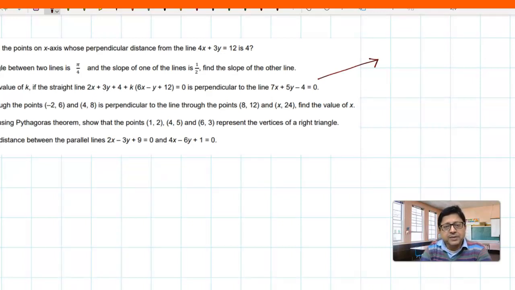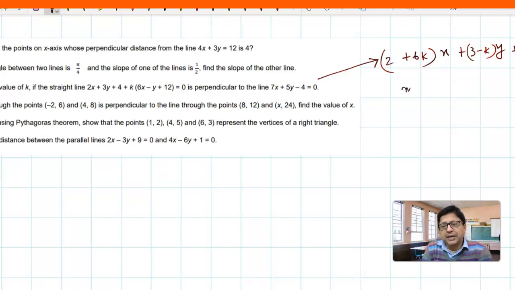What is it from the first? You take all the terms containing x together: 2 plus 6k, x, plus 3 minus k, y, plus 4 plus 12k equal to 0. We need to get x together and then y together. So x together means 2 plus 6k, y together means 3 minus k into y, and then 12k plus 4 is there. This is equal to 0.